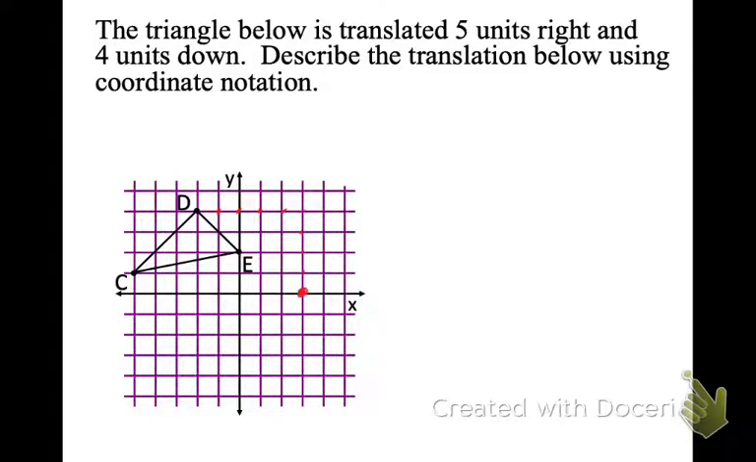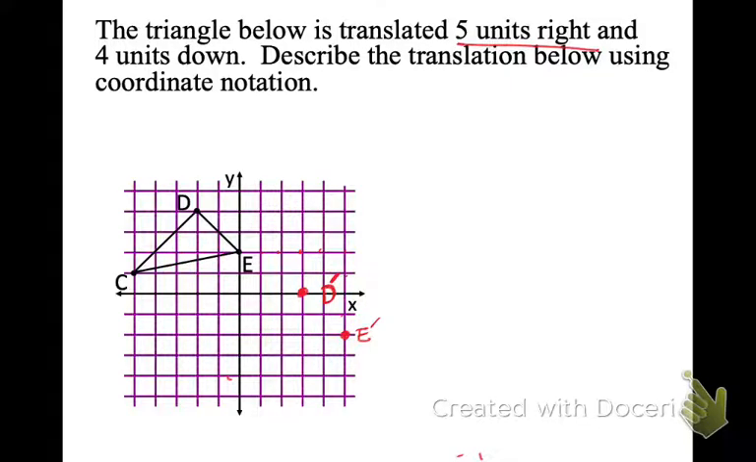Now, how do I show D? Since this is the copy of the original D, we put this little tick mark, and that means the image of D. D is the original, and we call this other one the image of D. I'm going to do the same thing to E. I move to the right 5: 1, 2, 3, 4, 5. And then down 1, 2, 3, 4. And this is my image of E.